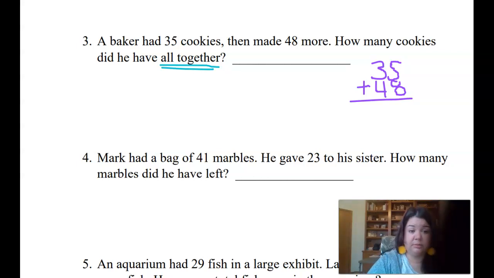So 8 plus 5, 8, 9, 10, 11, 12, 13. So we put the 3 down and we have to carry the 1. So 4 plus 3 is 7. 7 plus 1 is 8. We had 83 cookies. That sounds good. I'd like to have a cookie right now. Okay, what about the next one?